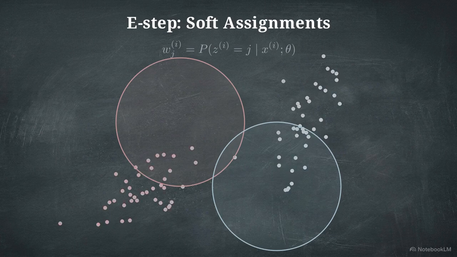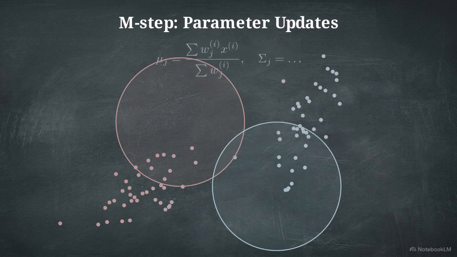Instead of sorting the points into rigid categories, we visualize these soft assignments as mixed probabilities. Based on the current parameter guesses, a single point might be weighted as 70% blue and 30% red. During the M step, we update the means, covariances, and mixing weights of our Gaussians. We base these new parameters directly on the fractional color weights derived in the E-step.